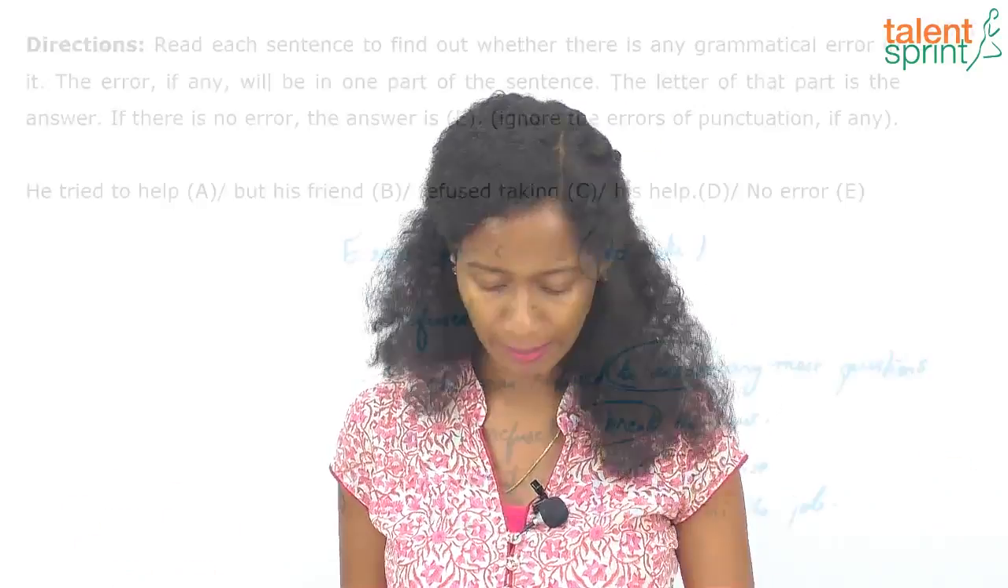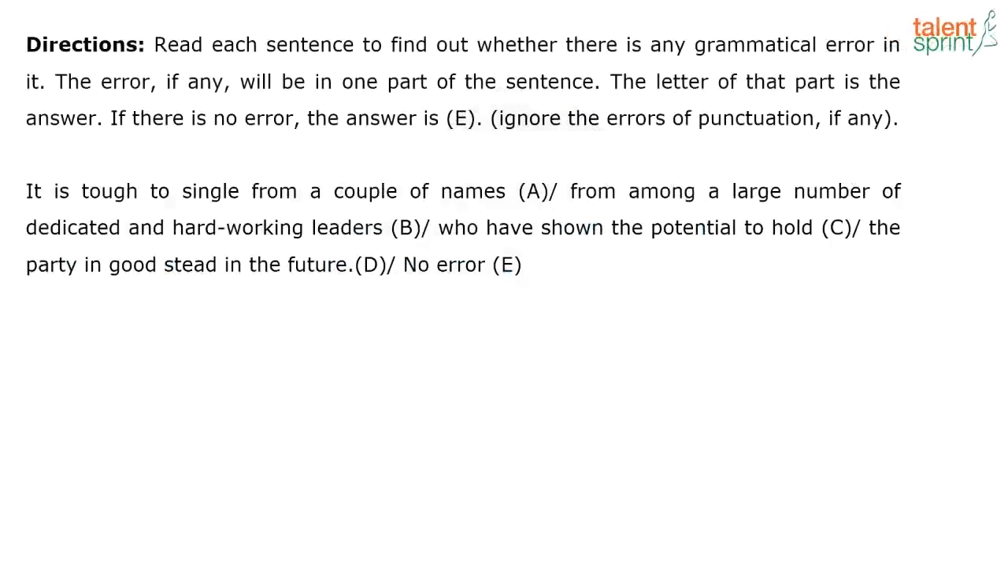Perceived, refused, ability, helping, and there are a lot more words than this. We're going to move to the next error type. Let's see if you can identify what this error type is. It is tough to single from a couple of names from among a large number of dedicated and hardworking leaders who have shown the potential to hold the party in good stead in the future.